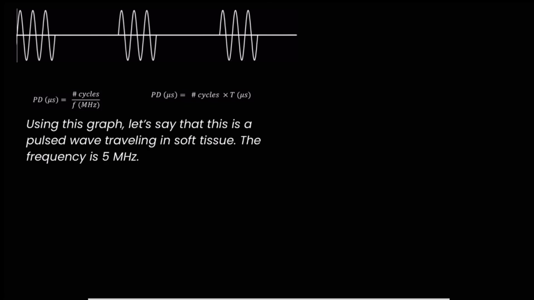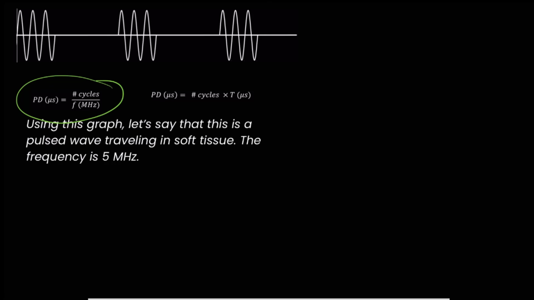Let's explore the two formulas that we just learned about pulse duration. Here we have a graph showing 3 pulses with 3 cycles each. Our two formulas: our pulse duration in microseconds is equal to the number of cycles divided by the frequency. Then we also have that pulse duration is equal to the number of cycles multiplied by the period. Taking a look at this wave and knowing that it's a 5 megahertz frequency, let's go ahead and figure out pulse duration using frequency first. So we're going to look at this formula. We have the number of cycles divided by frequency.